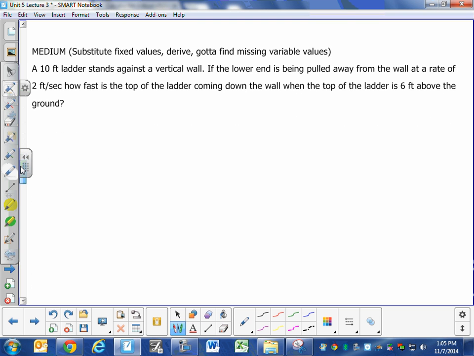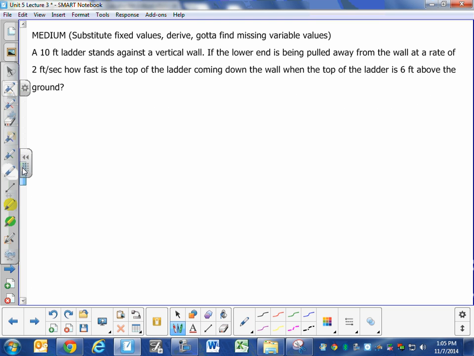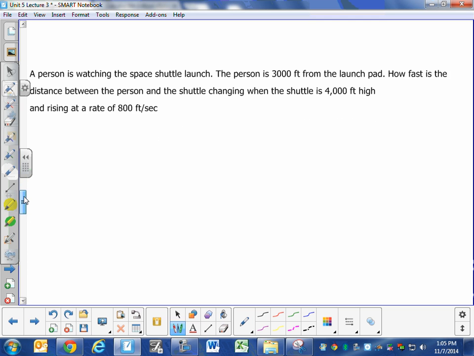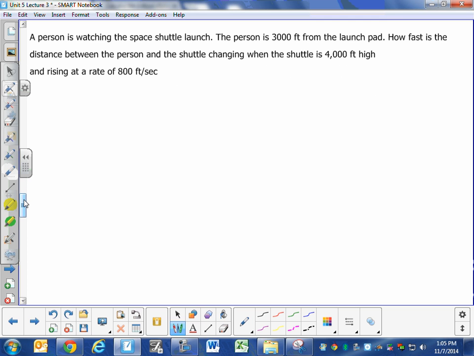Let's go to a medium difficulty problem. We're going to do this ladder problem next. We're going to start with the space shuttle problem. Okay, and then we'll come back and you guys are going to do the ladder problem. So we got a person watching the space shuttle launch. Okay. And the person is 3,000 feet from the launch pad.